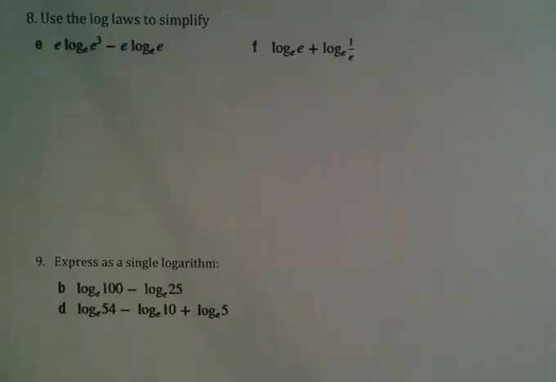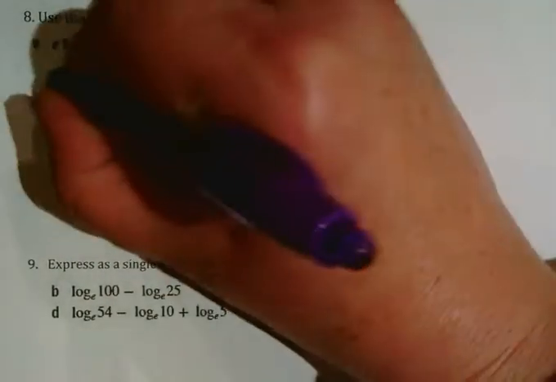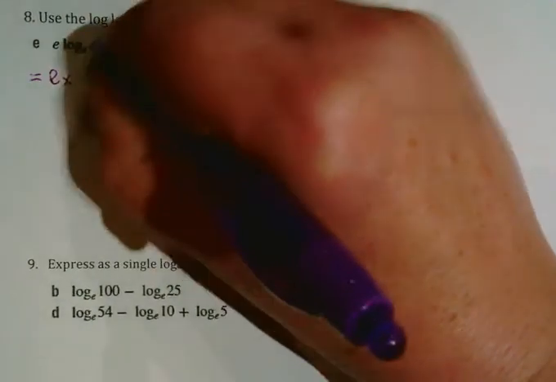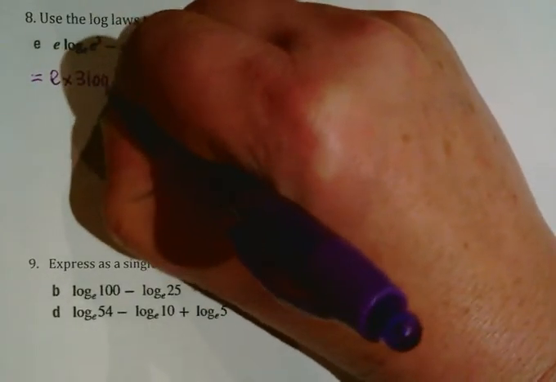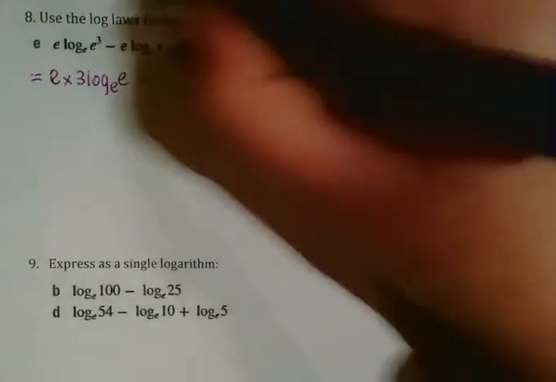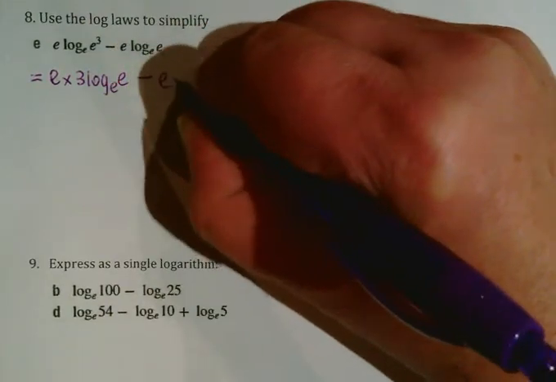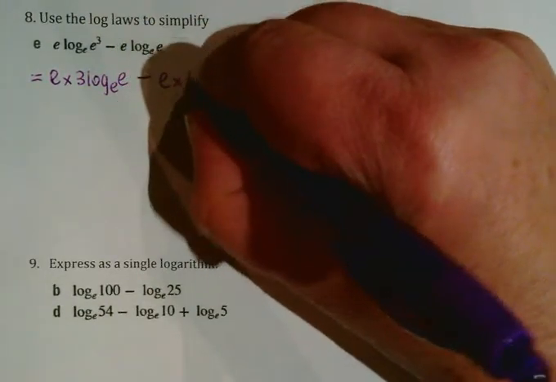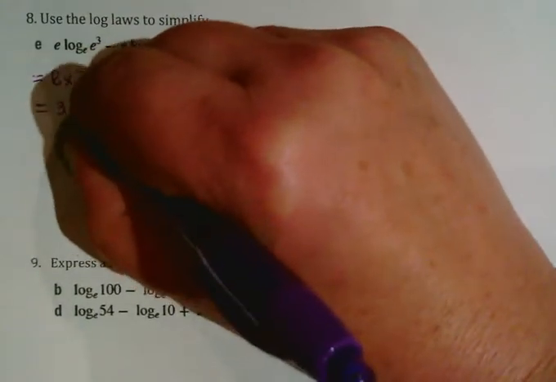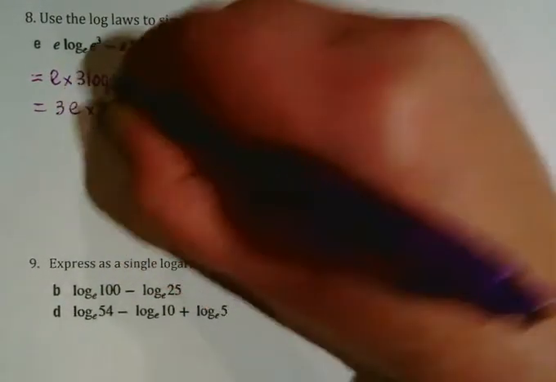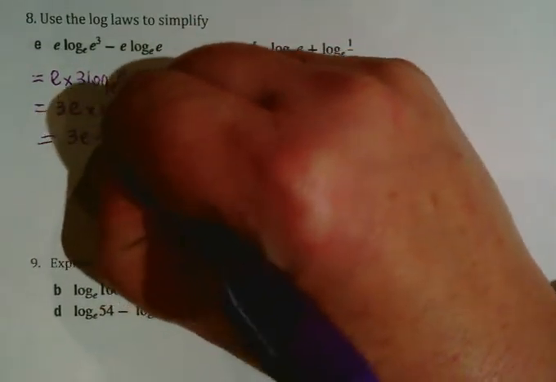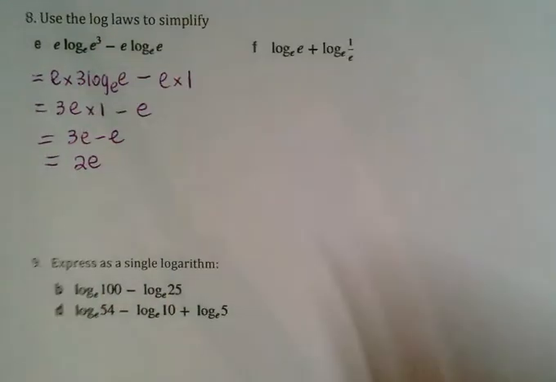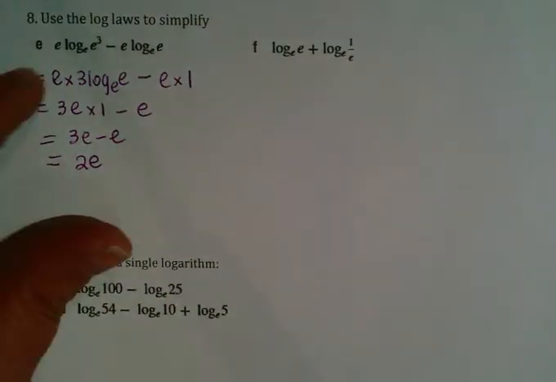Okay, now you should be okay with these, using the log laws to simplify the following. Just use one law at a time. So this is e times, now the 3 would come to the front, so 3 log to the base e of e, minus e times log to the base e of e, which is 1. So I've got 3e times 1 minus e, so it's 3e minus e, which is 2e.